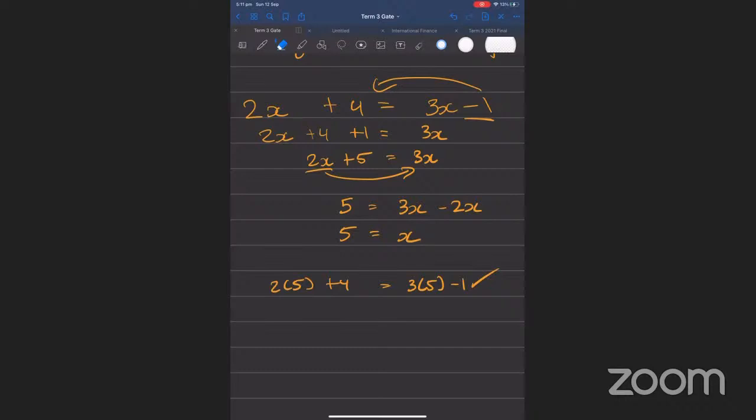How many people got this correct? Let's see. 1, 2, 3.